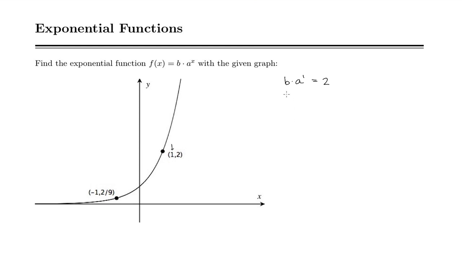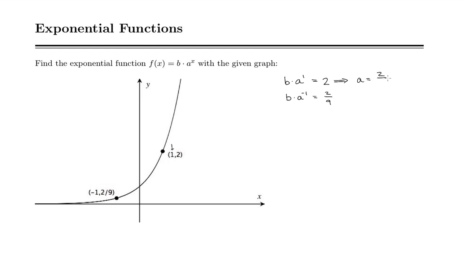And then plugging in our other point, b times a to the negative 1 is equal to 2/9. All right, now we just need to solve for a and b. And we'll do that with a simple substitution. We'll take this first equation and we'll solve for a.